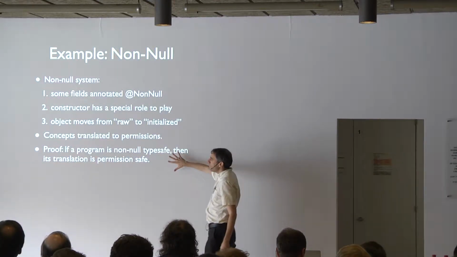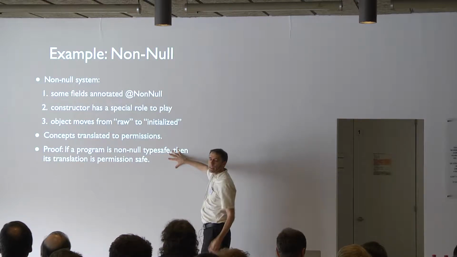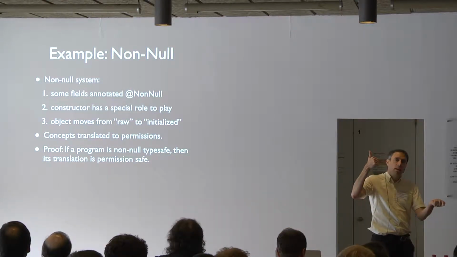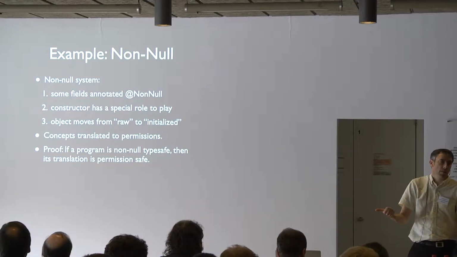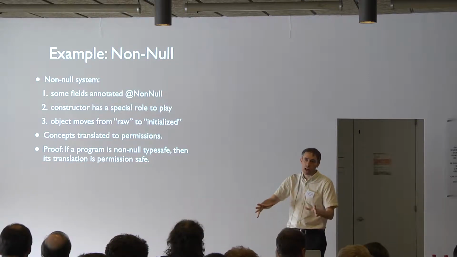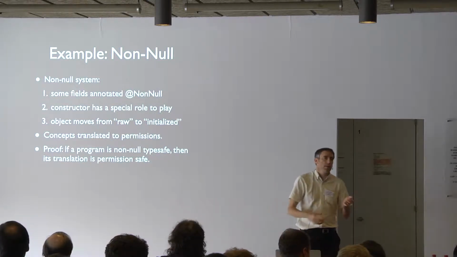And then the proof that needs to be constructed is that if the program follows the non-null type rules, then it will be following the permission type rules. And then by reuse, since the permission system is proved sound with respect to a low level, the type system is proved sound.